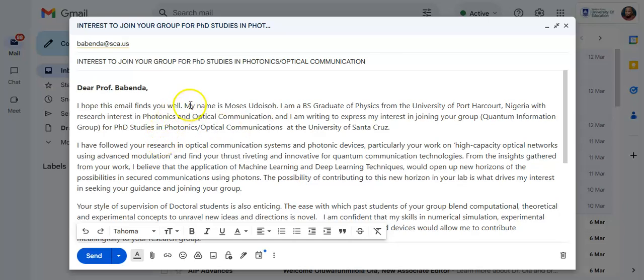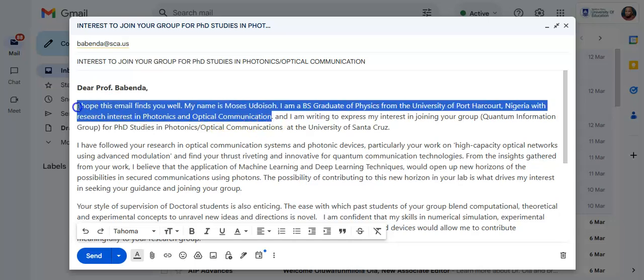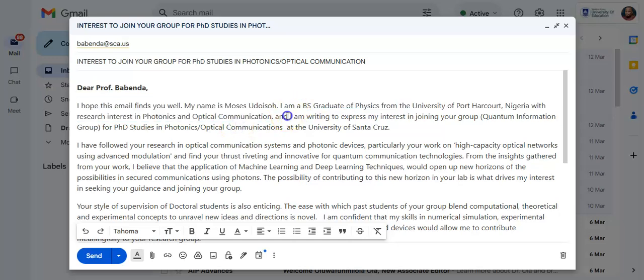I hope this email finds you well. A salutation. My name is ... I'm a BSc graduate of the University of Port Harcourt, Nigeria, with interest in this. This introduces you and tells who you are, and you want to show that you don't have orthographical or spelling errors. Once you have your introduction, next is what you seek. I am writing to express my interest in joining your quantum information group for PhD studies in photonics and optical communication at the University of Santa Cruz. You want to mention that properly.